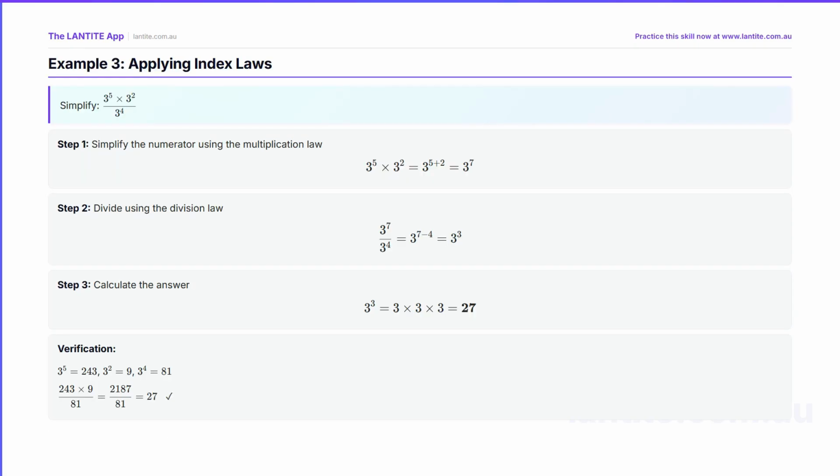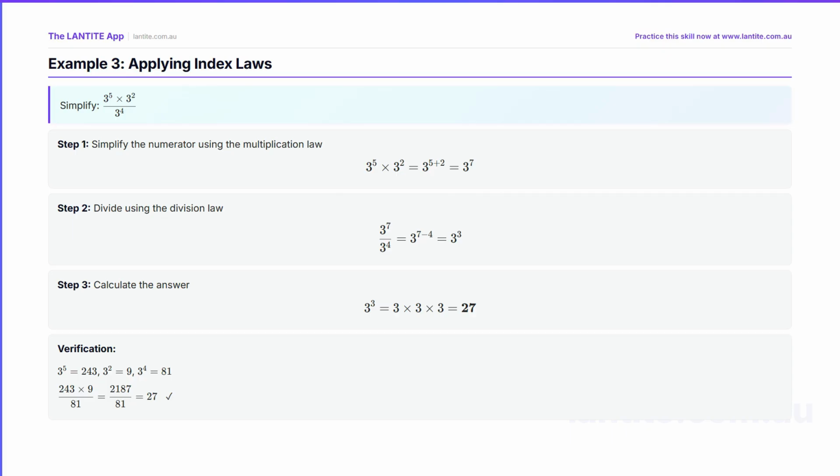Let's apply the index laws to simplify 3 to the 5 times 3 squared, all divided by 3 to the 4. First, simplify the numerator. 3 to the 5 times 3 squared, the bases are the same, so add the indices. 5 plus 2 is 7, giving 3 to the 7.